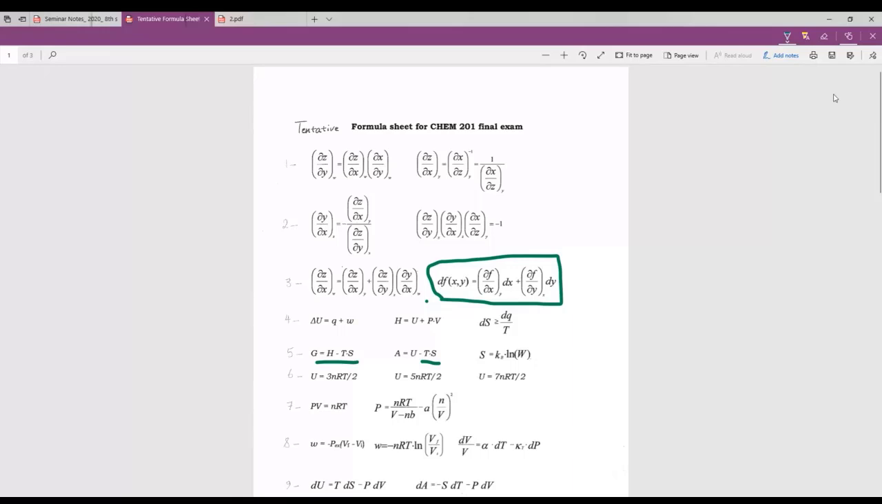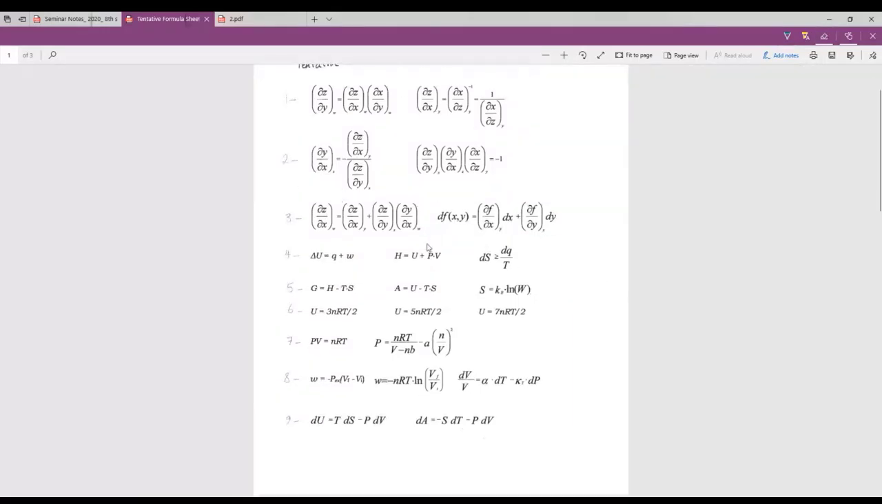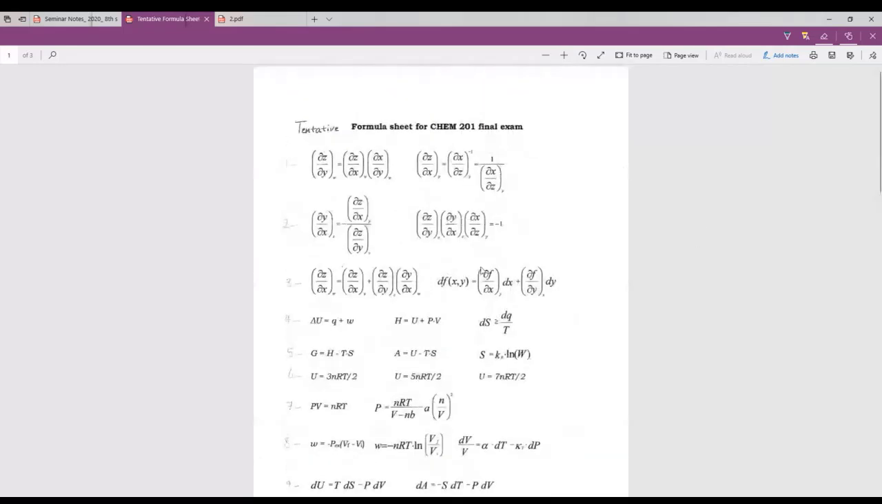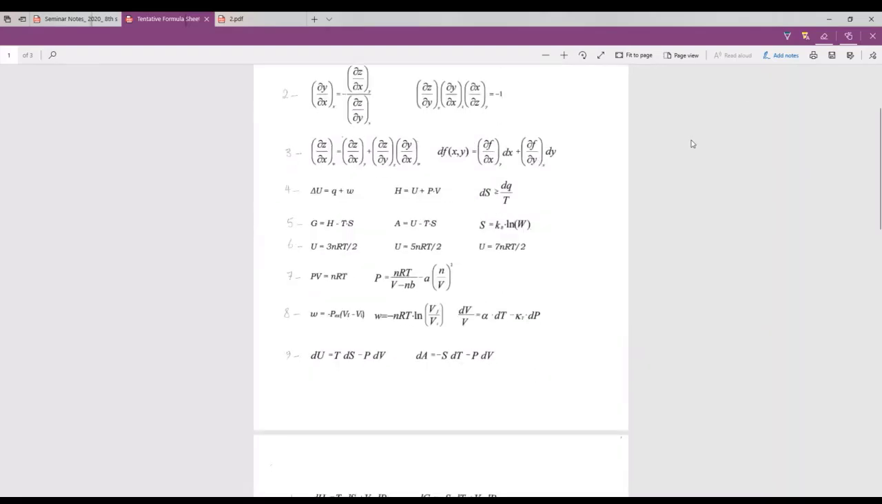If I go back to the formula sheet, so I should probably erase these. On page 1 of the formula sheet, which is the tentative formula sheet for Chem 201 final, we have this equation, which is a very important equation. It's called the Clausius inequality equation. As you see, dS is greater than or equal to dq over T based on this equation.